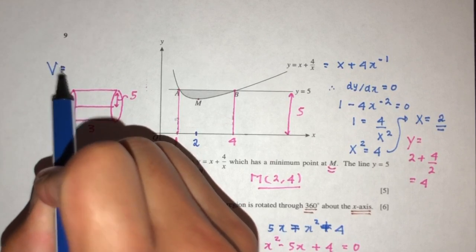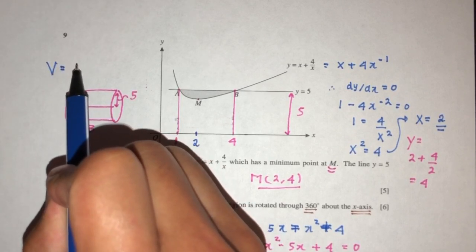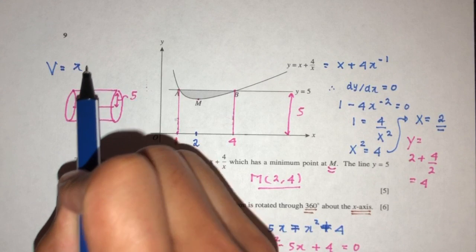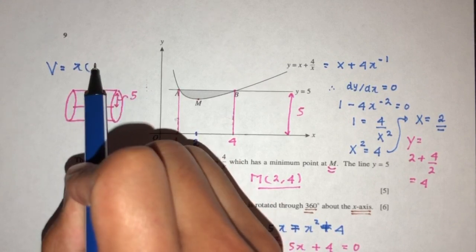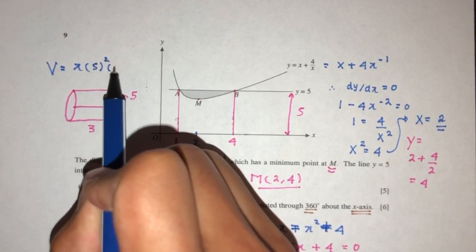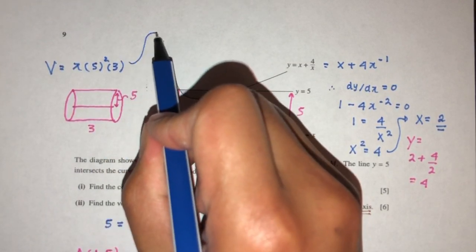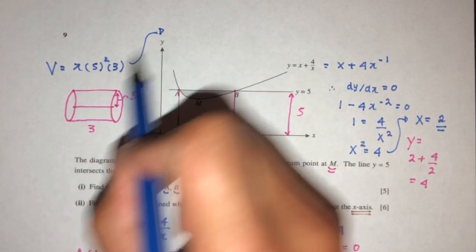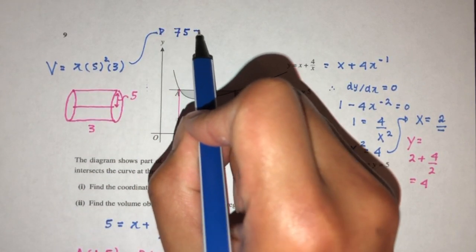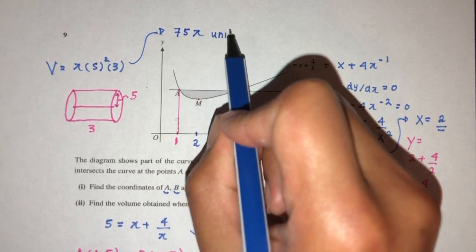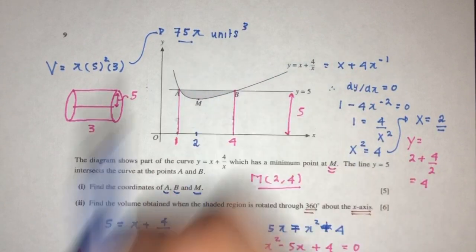Volume of cylinder is equal to pi r squared h. So pi is pi. r squared is 5 squared. h is the height, which is 3. Right. Now let's simplify. That will give you what? So 25 times 3 is 75 pi, and that should be units cubed for the whole volume.